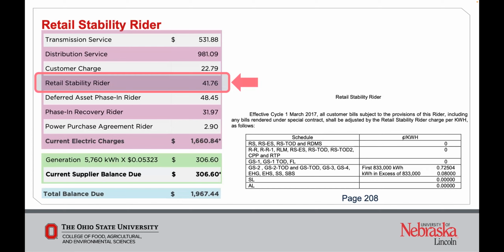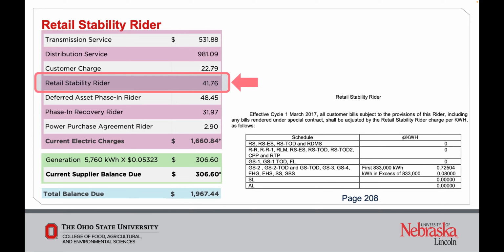So when we look at the different items in this bill, the first energy charge that we come across is the retail stability rider. And I want you to take note, it's intentional that we have this page 208 at the bottom here. The reason is I want to highlight that it's not always easy to get this information. It's not as simple as getting your bill and reading the front or back of it to figure out where these charges are coming from.